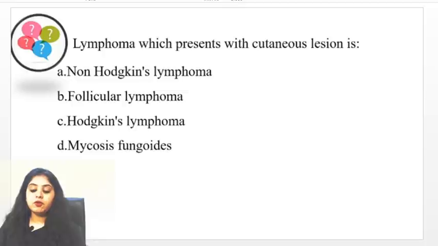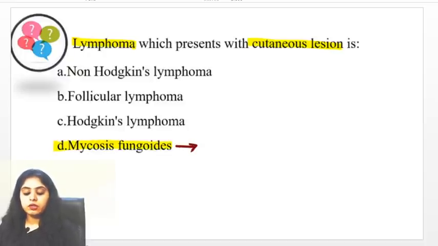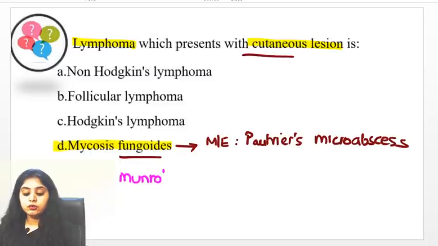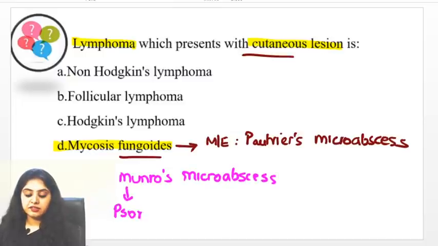Lymphoma which presents with cutaneous lesions. There's a classical lymphoma which presents with cutaneous lesions, and that is mycosis fungoides. Mycosis fungoides obviously will show you skin lesions, and in the skin on microscopic examination, it shows you something known as Pautrier's microabscess. The same thing should remind you of another abscess. In which disease do you see Munro's microabscess? Please remember, Munro's microabscess is seen in psoriasis.